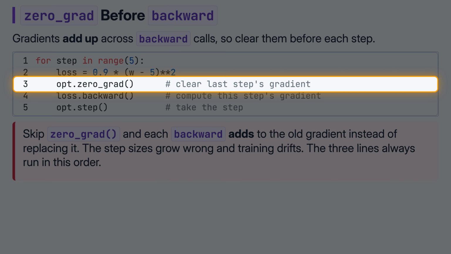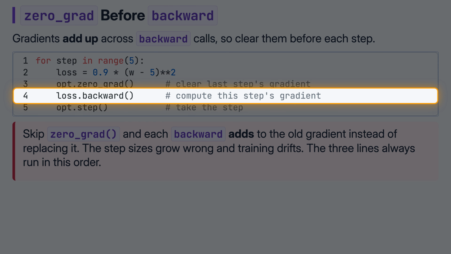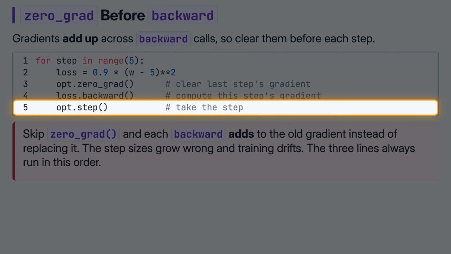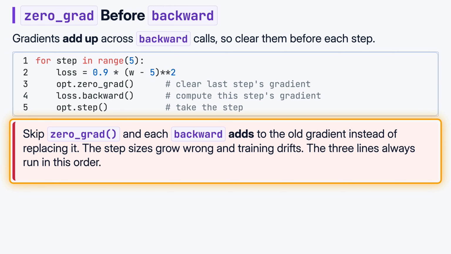Before each step, opt.zero_grad clears the old gradient. Then backward computes this step's gradient. Then opt.step takes the step. Say the order out loud. Clear, compute, step. Skip zero_grad and each backward adds to the old gradient instead of replacing it. The step sizes grow wrong and training drifts.